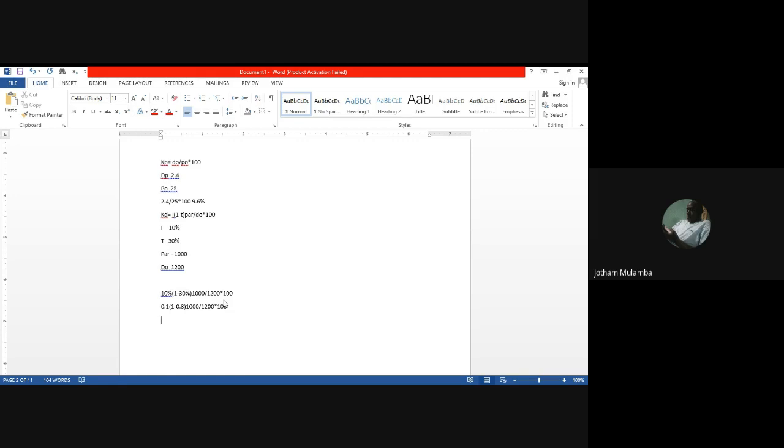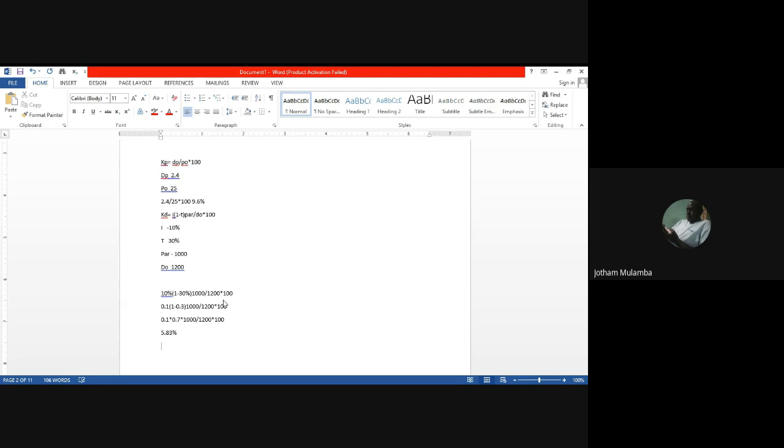So we can simplify it further. That will be 0.1 times 0.7, and then times 1,000, then divide by 1,200. We multiply by 100. You can place it on your calculator and get us the figure. It's 5.83. 5.83%.